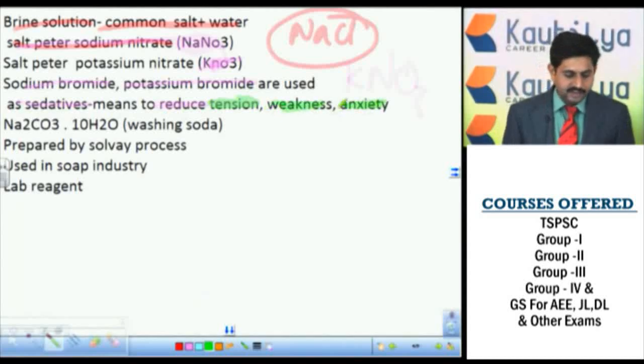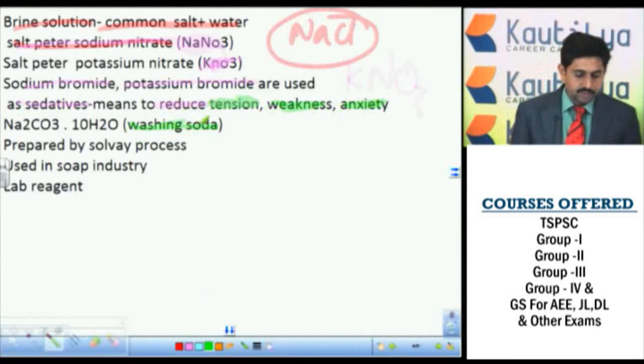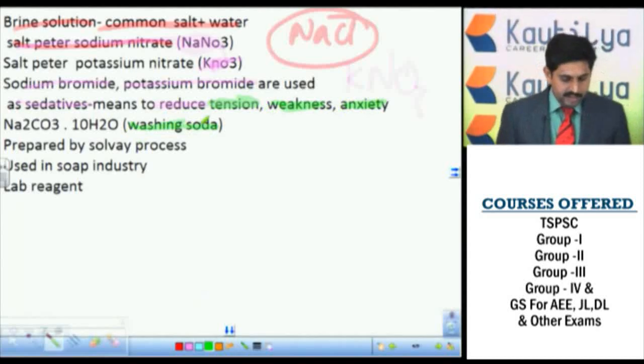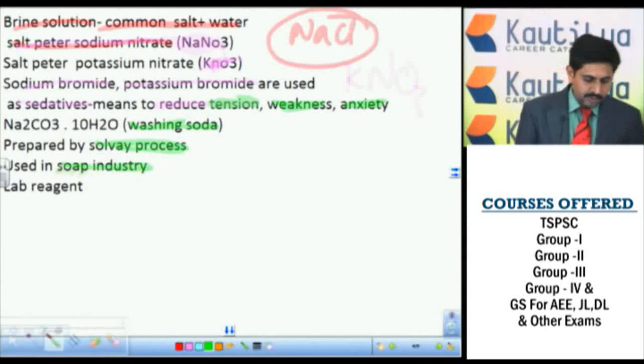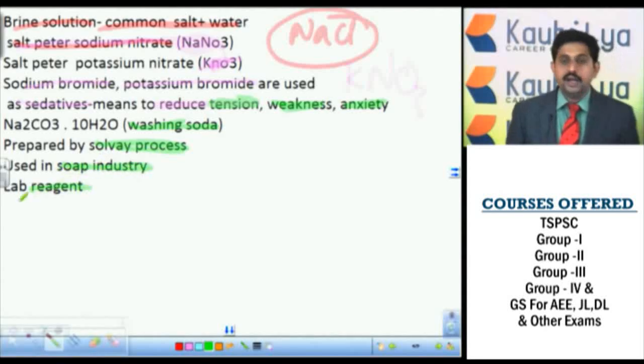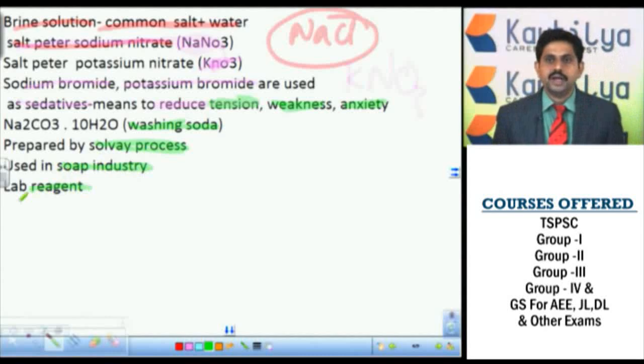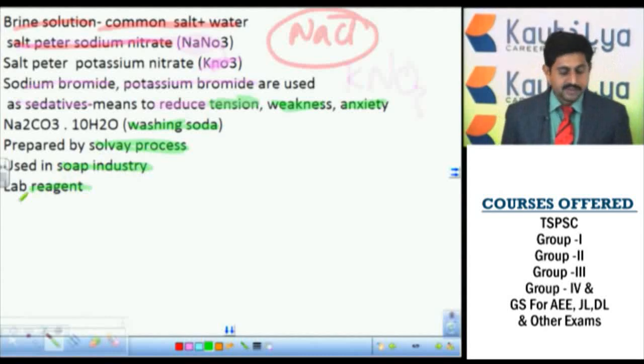I told you already that washing soda is sodium carbonate decahydrate, and this can be prepared with the Solvay process. This sodium carbonate is used in the soap industry and also as a lab reagent. Sodium carbonate decahydrate is considered a washing soda, prepared with the Solvay process, used in the soap industry and as a lab reagent.